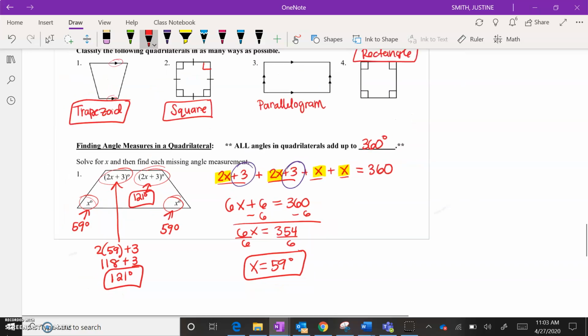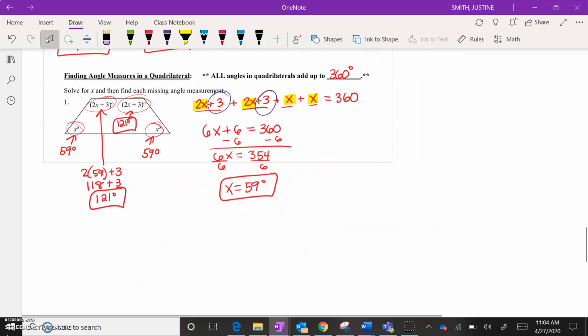Okay, so that is it for quadrilaterals, and we'll go over this and any questions that you guys have in the live Teams chat.